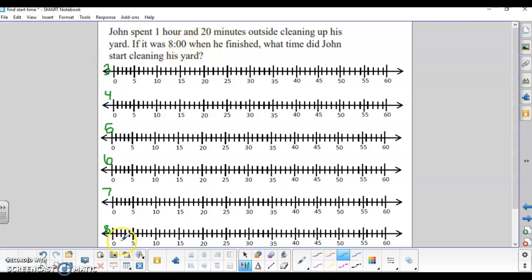He finished at 8 o'clock. He spent 1 hour and 20 minutes cleaning. So I'm going to go back 1 hour. Now I need to go back 20 minutes. I can't go back here, so I need to start back up here. 5, 10, 15, 20. He started cleaning outside at 6:40.